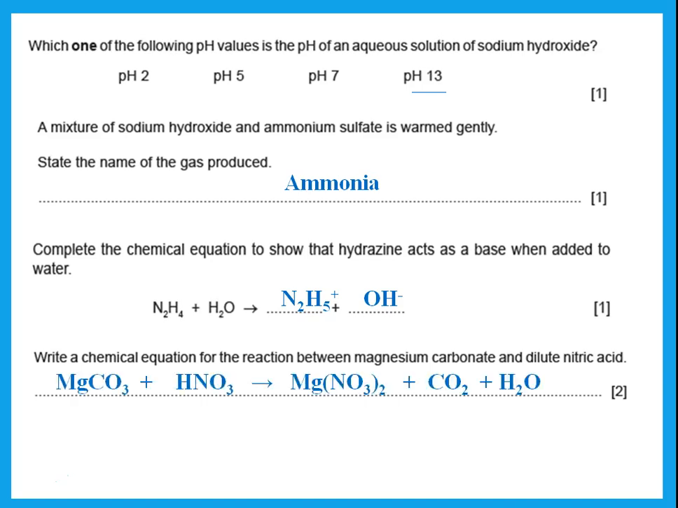A salt plus carbon dioxide plus water. So magnesium carbonate, remember valency of magnesium is 2 and valency of carbonate is 2, plus nitric acid, which is HNO3. So this gives magnesium nitrate, and magnesium is valency 2, so I have to put 2 under the nitrate. Nitrate is valency 1, so I don't put anything under the magnesium. And we said carbonate plus acid will give carbon dioxide plus water.